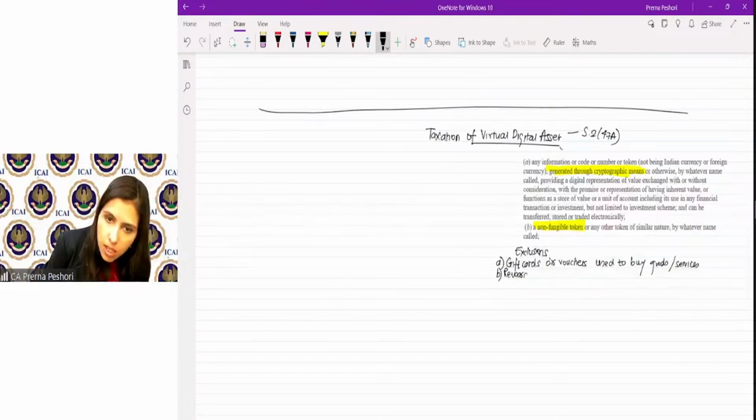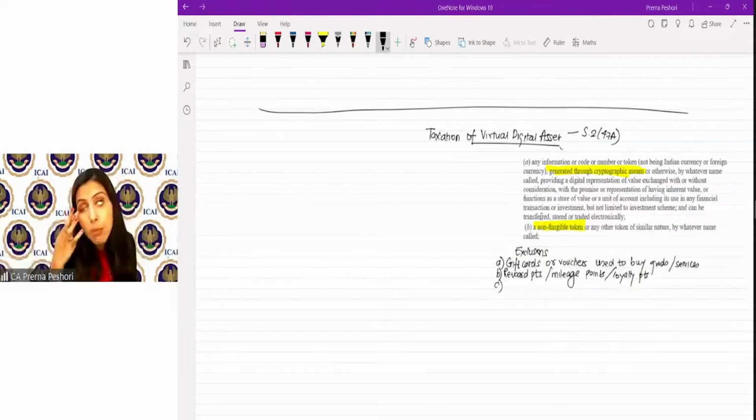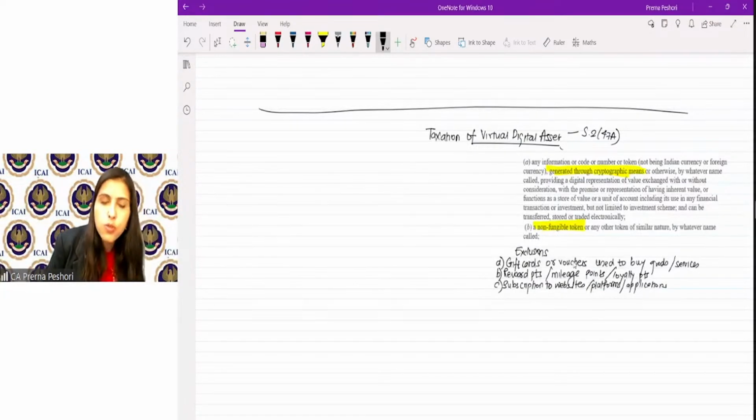Reward points. You get reward points or mileage points on flight tickets or on the credit card, or loyalty cards. These are again not virtual digital assets, which you can just redeem when you are again booking or buying something. Subscription to websites or platforms or any applications. Again, this is not a virtual digital asset.